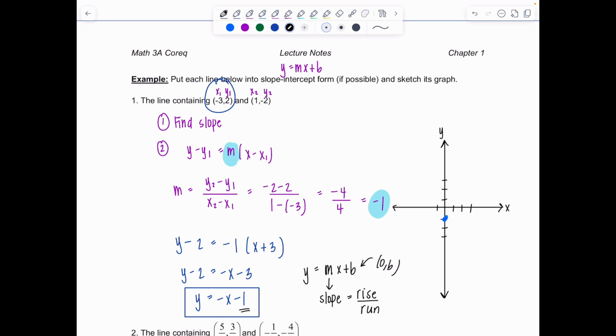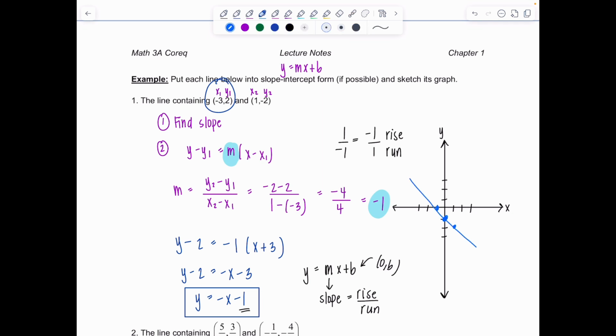We have negative x. So you could think of it as negative 1 over 1. So you're going to rise negative 1, run positive 1, that way. Rise negative 1 means go down 1, run 1. Alternatively, you could think of it as 1 over negative 1, meaning you rise positive 1, you run negative 1. It doesn't matter. You see how they're all lining up?